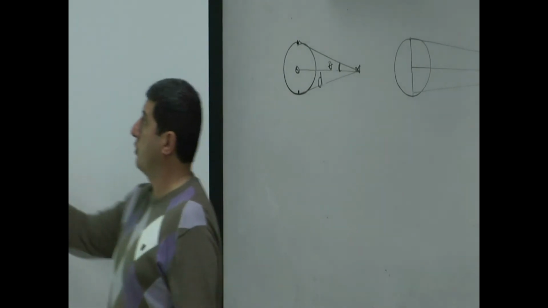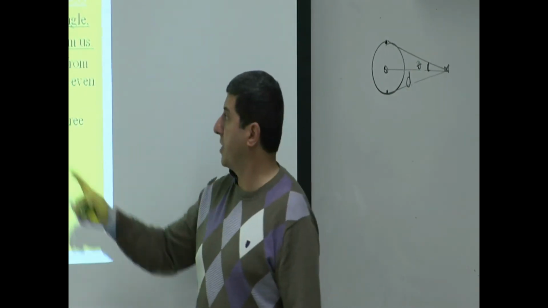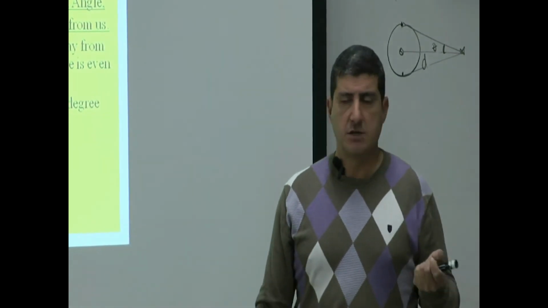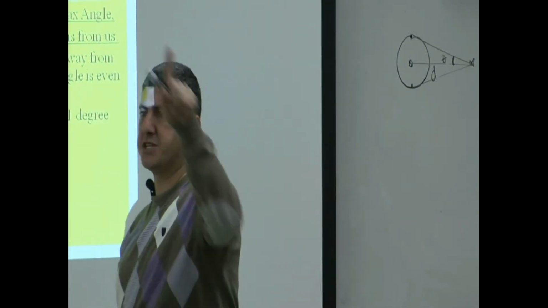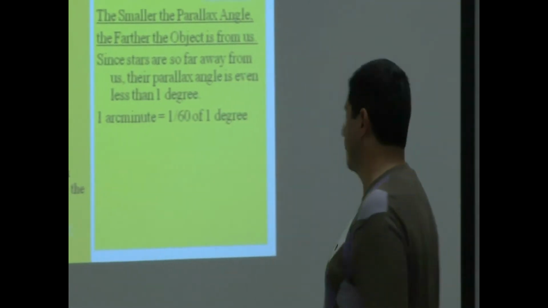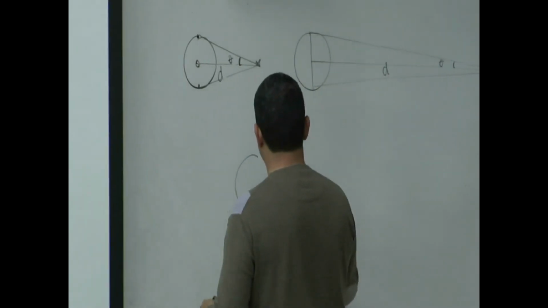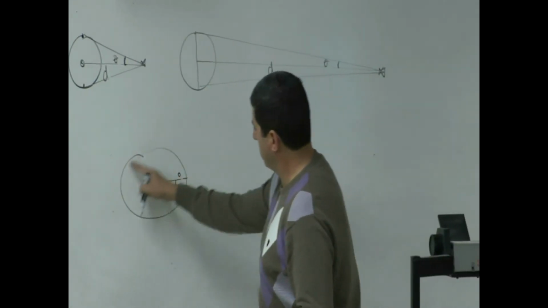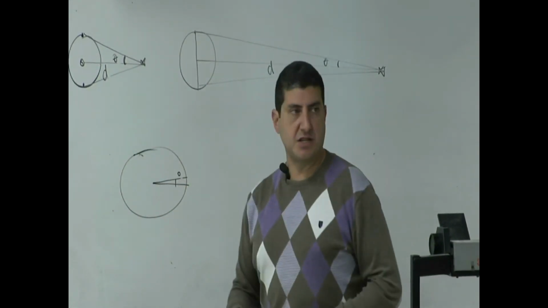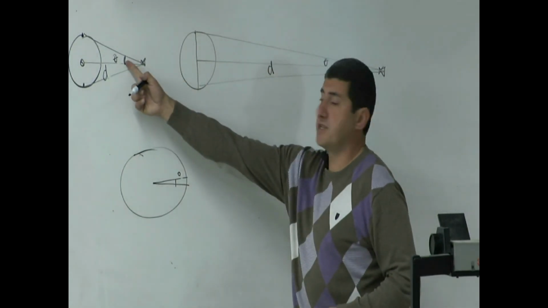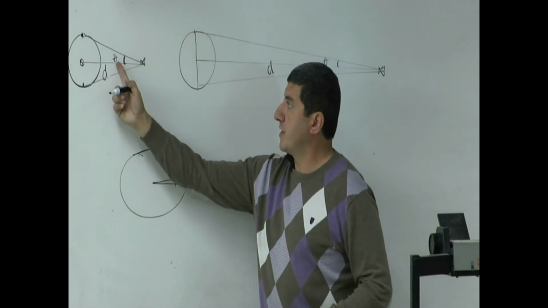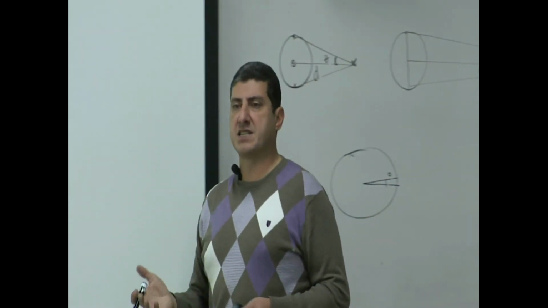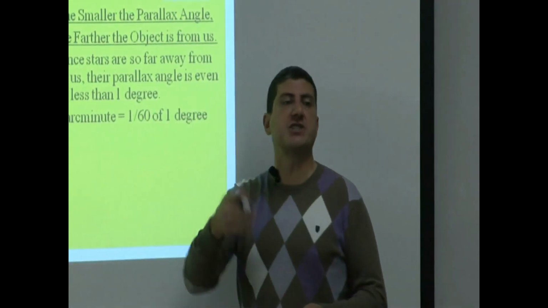Since stars are so far away from us, their parallax angle is so small that it's even less than 1 degree. Remember, what's 1 degree? A circle is 360 degrees. So the definition of a degree is this, like 1 degree. A whole circle is 360 degrees. But the parallax angle of stars, since stars are very far away, is less than a degree. Much, much less. So we need a unit system. We need a way of expressing fractions of degrees.